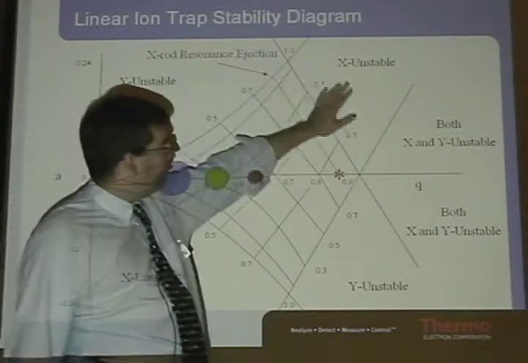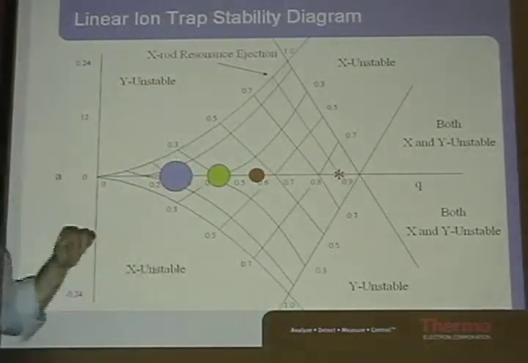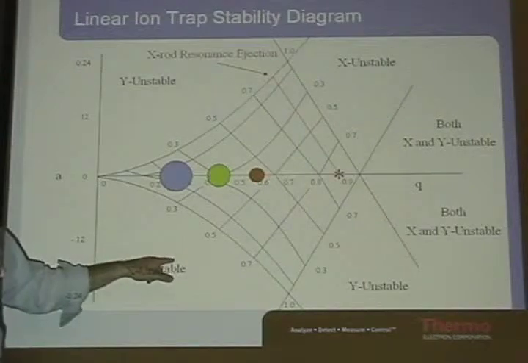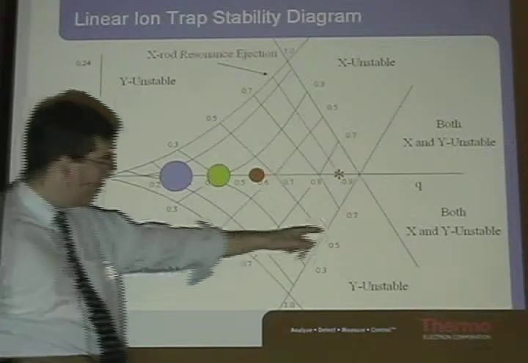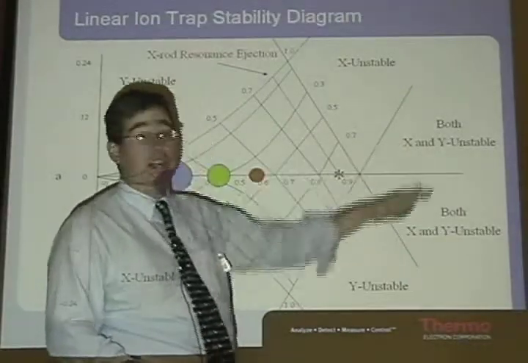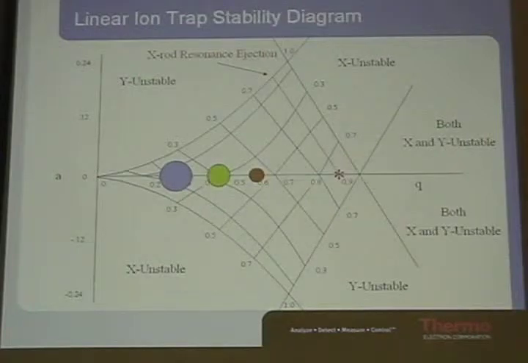X unstable, X and Y, Y, and Y, or X. When an ion becomes unstable, it hits the surface. Okay? So when an ion's over here, it hits the X rods. When it's over here, it hits the Y rods. When it's over here, it can hit either the X or Y rod with equal chance. It's going to go to one rod, it's going to whack one of them.